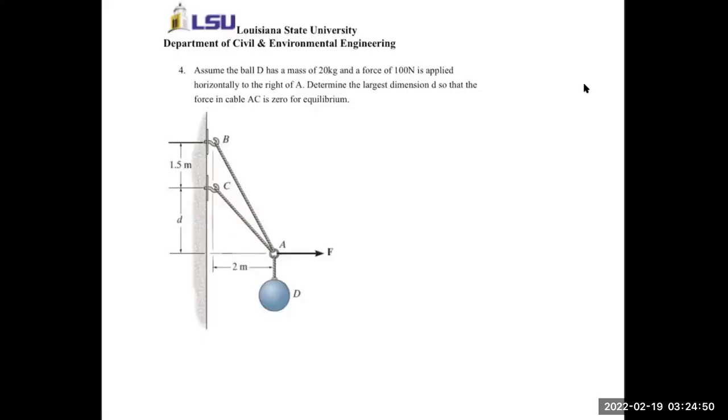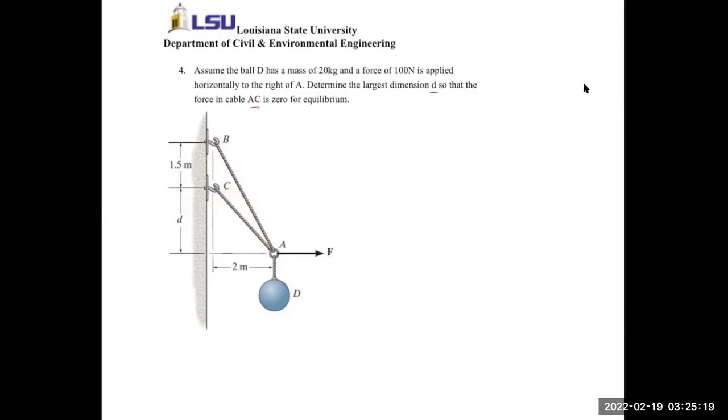Okay, so problem number 4 is the same kind of problem as problem 3, but it's just asking for different parameters. So problem 4 says, assume the ball B has a mass of 20 kilograms and the force of 100 newtons applied horizontally to the right of A. Determine the largest dimension D so that the force FAC is 0 for equilibrium. So this time, it didn't give you what D is. Okay, so we need to find out what D is.